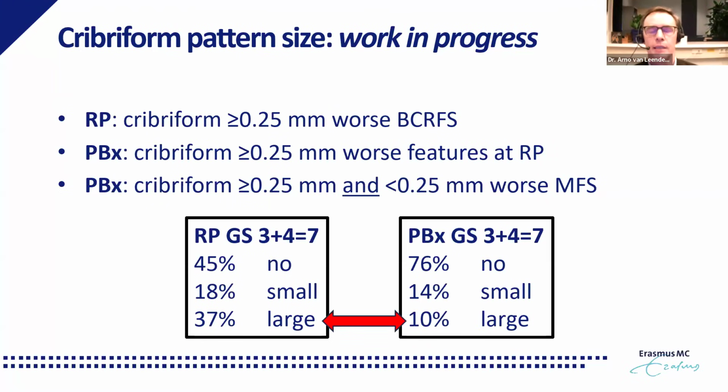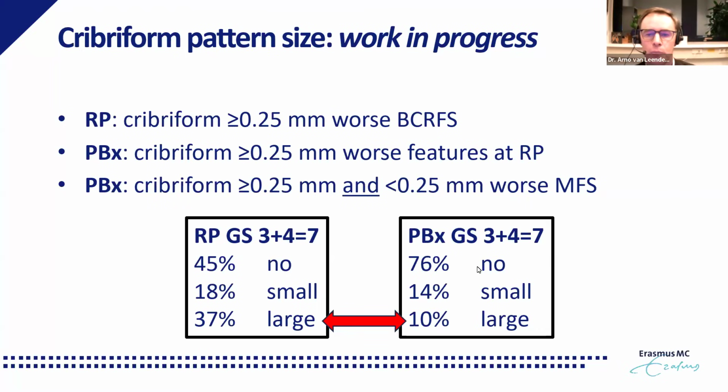We know, for instance, that Gleason score 3+4=7 biopsies are very frequently upgraded to higher grade disease at radical prostatectomy, and that's also the case with cribriform pattern. For instance, if you look at radical prostatectomies with Gleason score 3+4=7, 45% will not have any cribriform, and most of the patients will have large cribriform and just half of them small. However, if you look at biopsies, most Gleason score 7 patients will not have cribriform pattern. That probably is just missed in a biopsy.